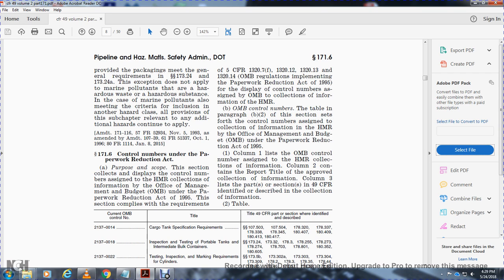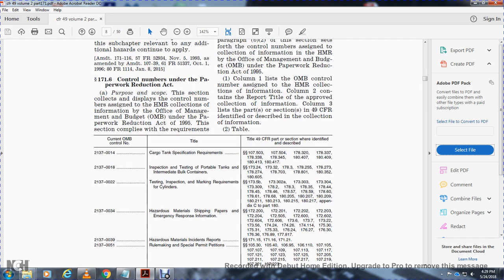The Office of Management and Budget control numbers are set out in the table in paragraph B, section 7. The control numbers are assigned to the collections of information for the hazardous materials regulations under the Paperwork Reduction Act of 1995. Column 1 lists the OMB control number. Column 2 contains the report type of the approval of the collection of information. Column 3 lists the parts and sections of Title 49 identified and described in this collection in this table.